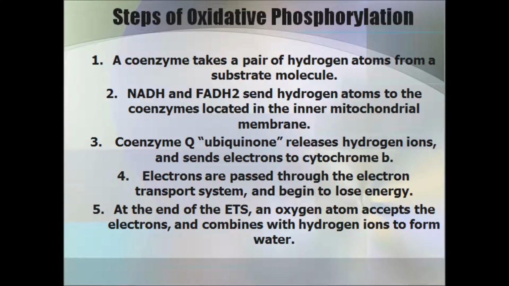Steps of oxidative phosphorylation. 1. A coenzyme takes a pair of hydrogen atoms from a substrate molecule. 2. NADH and FADH2 send hydrogen atoms to the coenzymes located in the inner mitochondrial membrane. 3. Coenzyme Q, ubiquinone, releases hydrogen ions and sends electrons to cytochrome B. 4. Electrons are passed through the electron transport system and begin to lose energy. 5. At the end of the ETS, an oxygen atom accepts the electrons and combines with hydrogen ions to form water.